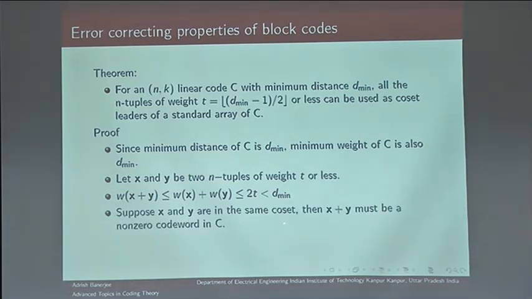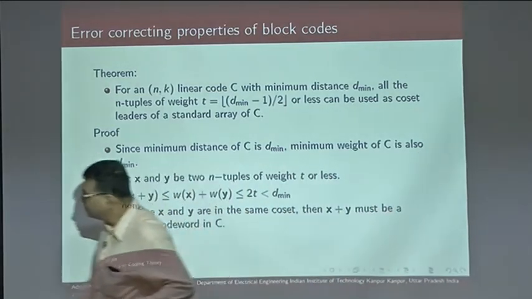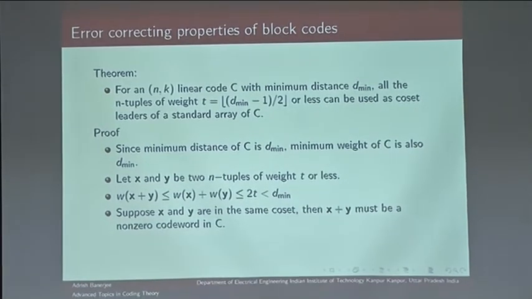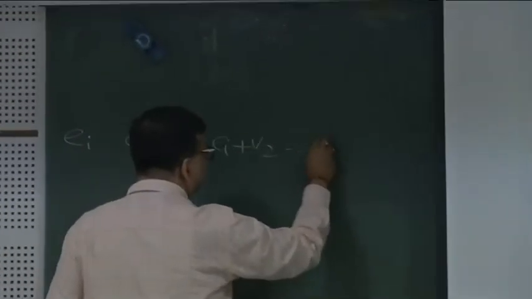Now, suppose x and y are in the same coset, then what is going to happen? If x and y are in the same coset, then x plus y must be a non-zero code word. Why? Recall the elements in the coset: ei, ei plus vi. If you look at a particular element, let us say it was ei, we had ei plus v1, ei plus v2, ei plus vj, like that we had elements.